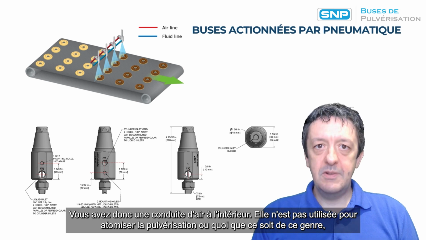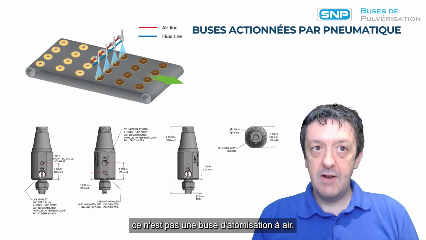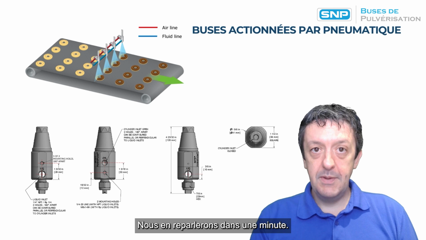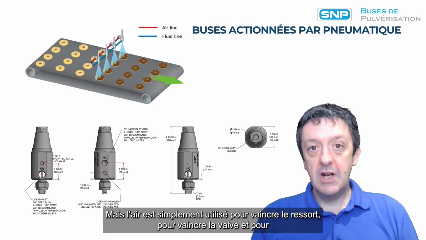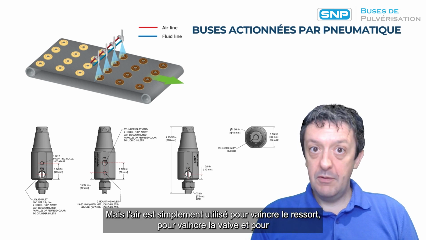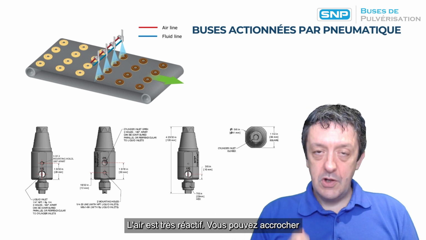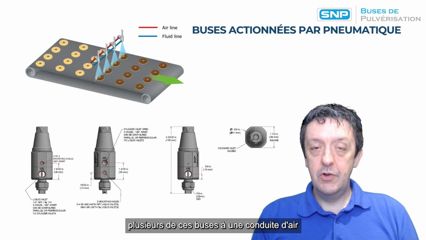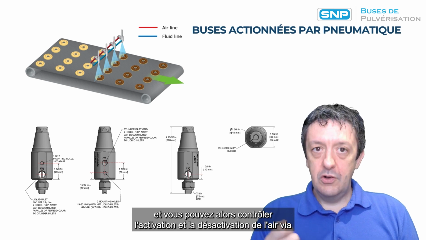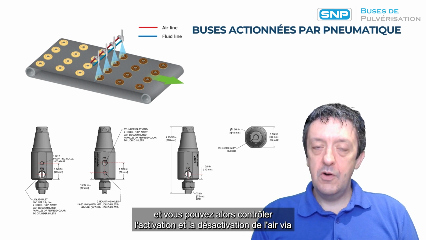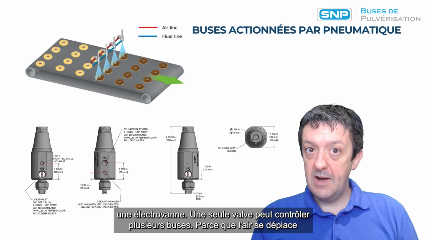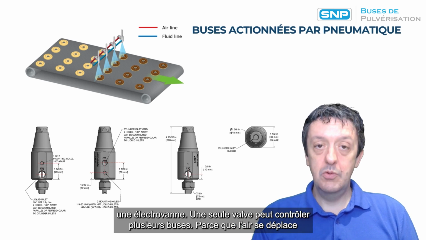This isn't used to atomize the spray or anything like that. It's not an air atomizing nozzle. We'll talk about that in a minute. But the air is simply used to overcome the spring, overcome the valve and get a nozzle to spray. Now air is very responsive. You can hook up a number of these nozzles to an air line, and then you can control the on and off of the air via a solenoid valve. A single valve can control multiple nozzles.